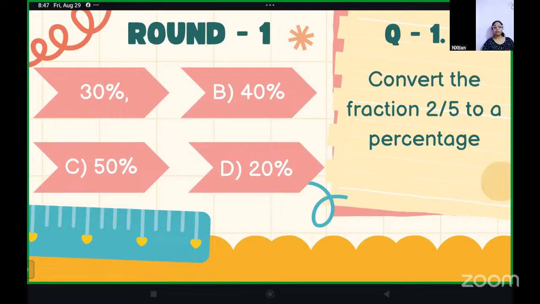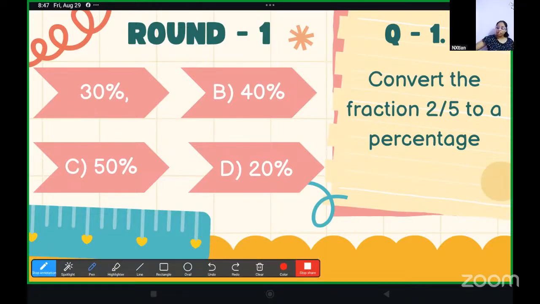Joshua, it is 40%. Okay. How? I will do 2 upon 5 into 100. Cancel: 5 ones are 5, 5 twos are 10, and 0. 20 into 2, 40. The answer was 40%. You said 50%. Okay, 40% is the answer in this one.